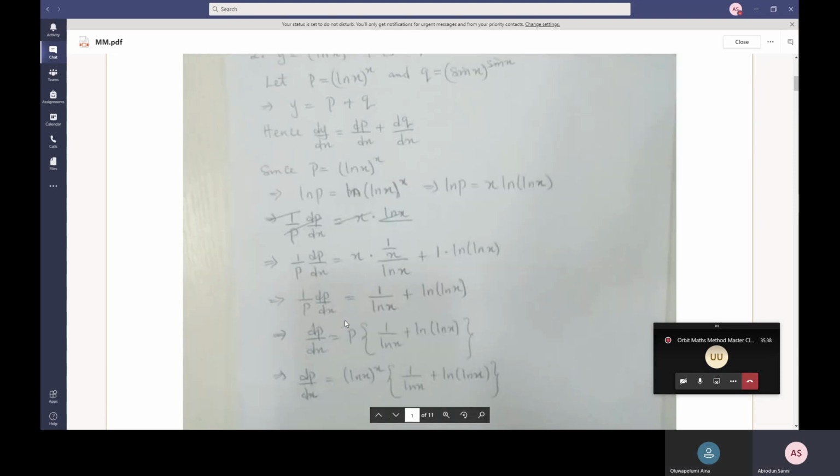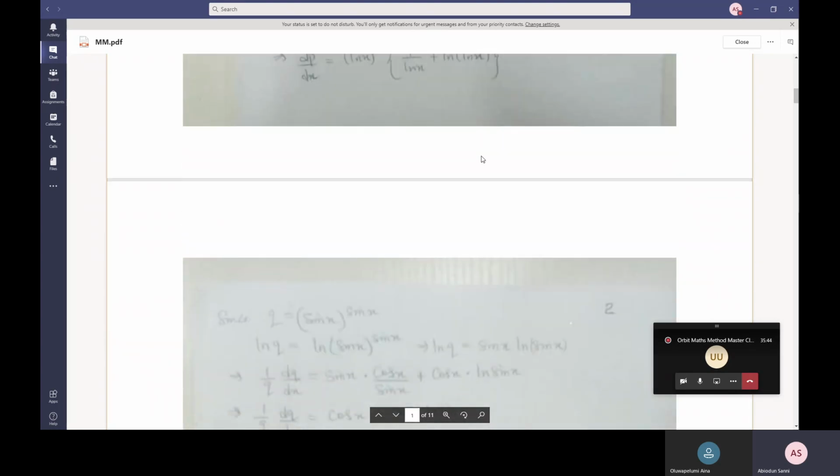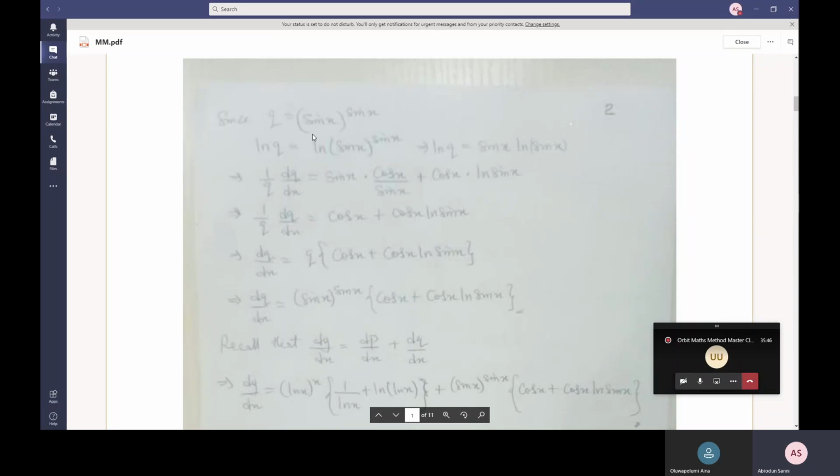Okay, so next, let's differentiate the second one, which is q, which is sine x raised to the power sine x. Which is this part. Now again, we need to take ln on both sides so that our life will be easy. So ln q is equal to ln of this. Since sine x is the power, sine x comes to the front of the ln as usual, right?